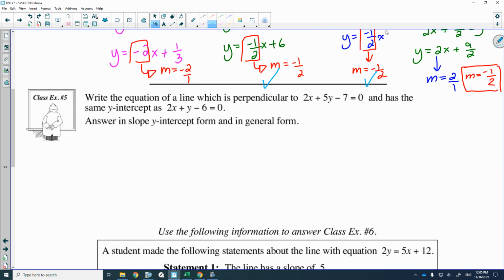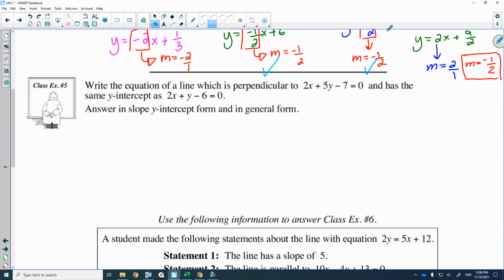Let's look at number 5. We're going to star number 5 because 5 and 6 are perfect test questions, a lot of marks per question. Write the equation of a line which is perpendicular to this. So again, if you see the word perpendicular, you say to yourself, always, I need the slope. In order to get the slope, you need to look at your line in the form of y is equal to mx plus b.